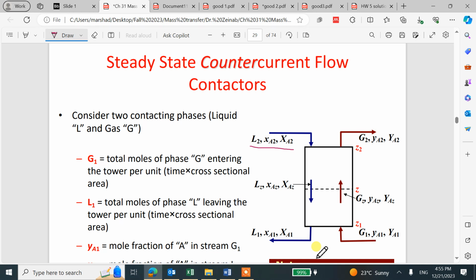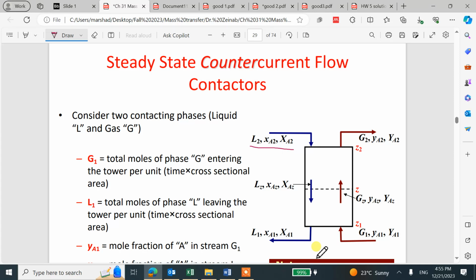Okay, welcome all. I'm going to discuss absorption today. This is a continuation of chapter 29, where you learned interface mass transfer. So this is basically an application of interface mass transfer, like from liquid to gas or gas to liquid.